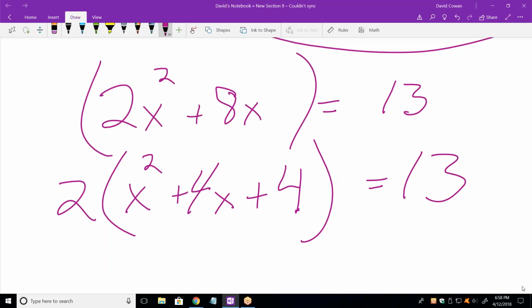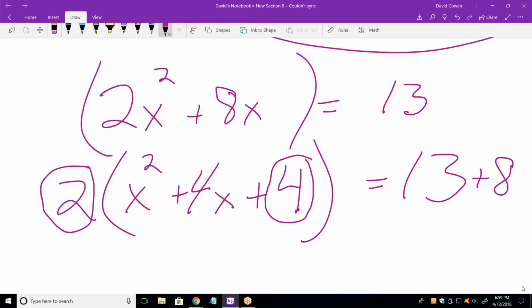How much did I just add to the left side when I wrote in this plus 4? Would that be 8? Yeah. So I have to add 8 to this side over here. Okay, that makes sense. Because I factored out this 2, that 2 doesn't go anywhere. That 2 is multiplying that 4. So when I completed the square and I wrote the 4 that is circled, I was adding 8 to the left side.